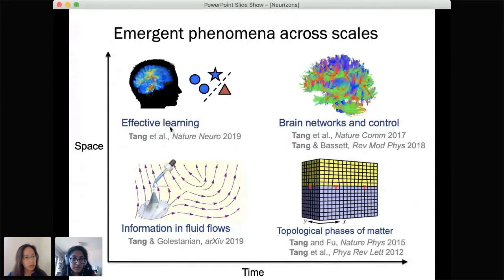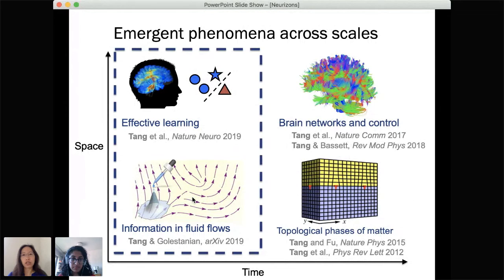And my PhD was on topology. And today I'm going to be talking mostly about learning, and if time permits, about some new work that we have on information in fluid flows, for example, in brain ventricles.